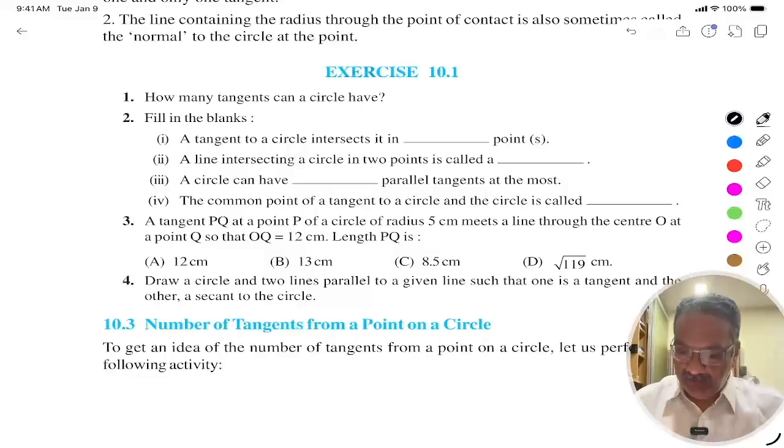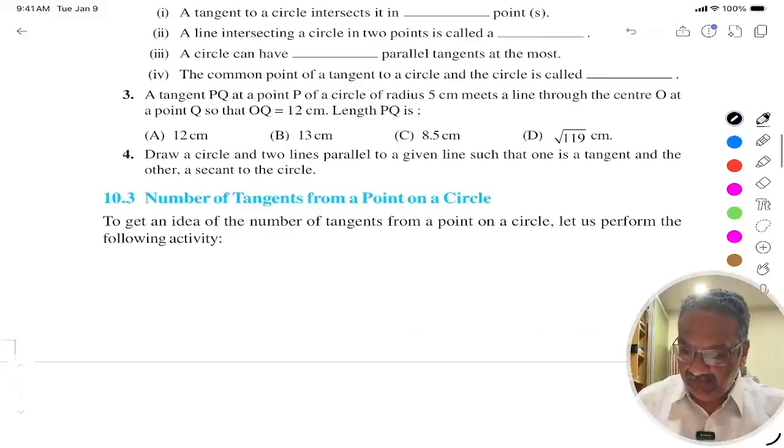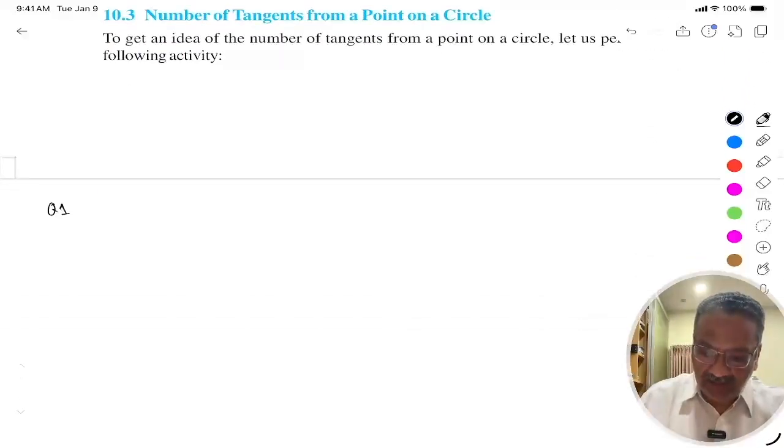Okay, now we'll be solving exercise 10.1. This is related to the circles chapter of the NCERT book. So let us come directly to the first question. The first question is, how many tangents can a circle have?